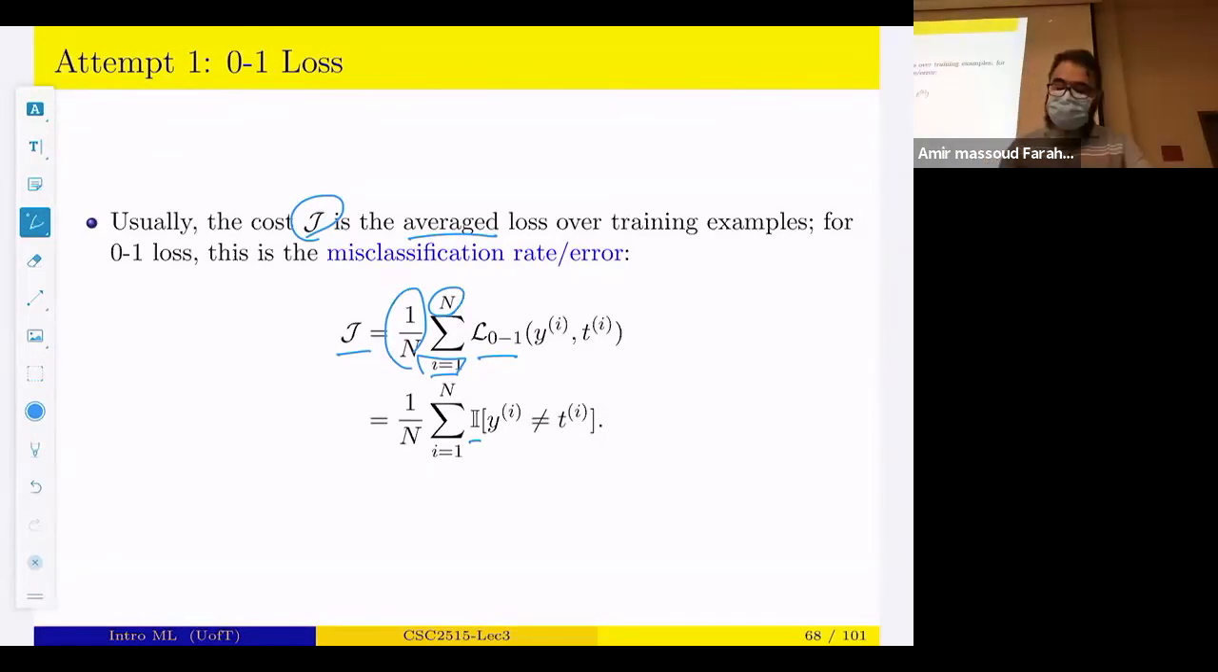So this is our misclassification rate or error, which we mentioned before, I guess, in the first lecture, but maybe it wasn't formally defined. I defined it in English, but this is the misclassification error rate.